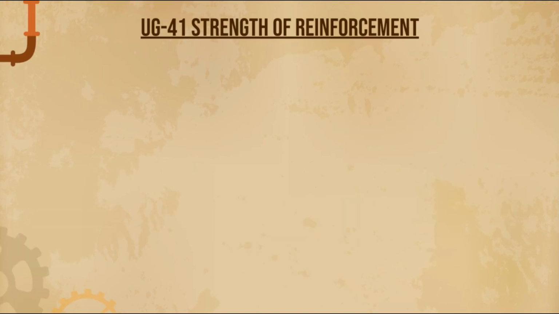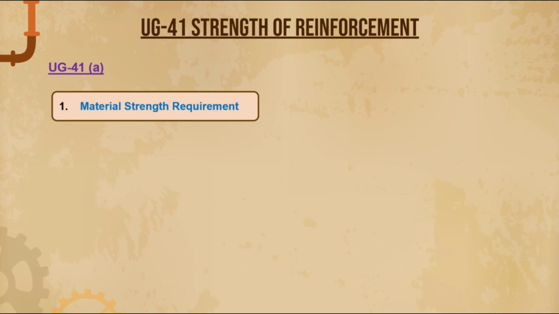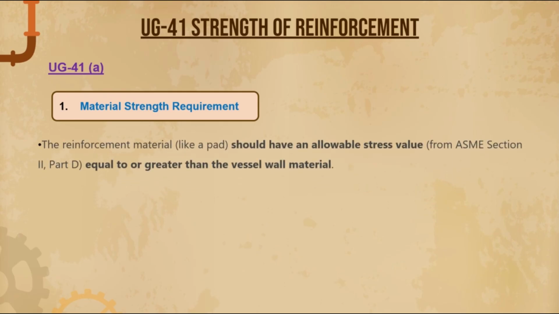Let's get into the topic, guys. If you open UG-41, the code talks about material strength requirement. The reinforcement material should have an allowable stress value equal to or greater than the vessel wall material. What does it mean? Whatever material you choose for reinforcement, that material has an allowable stress value greater than or equal to the vessel wall material. So here you can see the allowable value for reinforcement is greater than or equal to the allowable value for vessel. We need to satisfy this condition, guys.